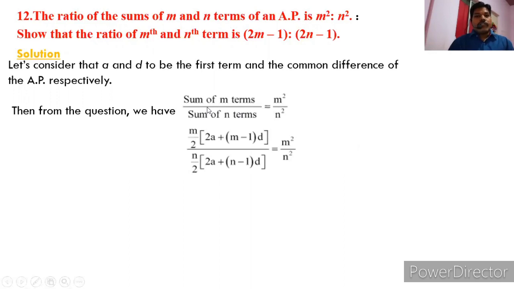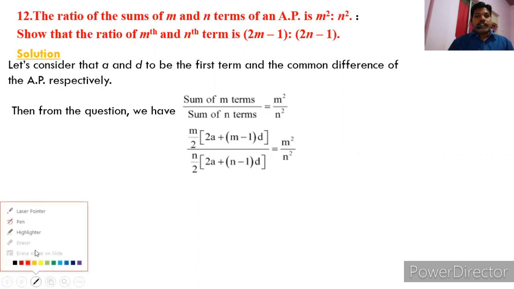So already you know the formula, the sum of n terms is nothing but n by 2 into 2a plus n minus 1 into d. So automatically the sum of m terms will become m by 2 into 2a plus m minus 1 into d, in the place of n we will get m. That is equal to m square by n square. So here the 2 will be cancelled, and m square is there. One m will be cancelled, m and m square will be cancelled. So here n and n square is there, you can cancel that n and n square here.